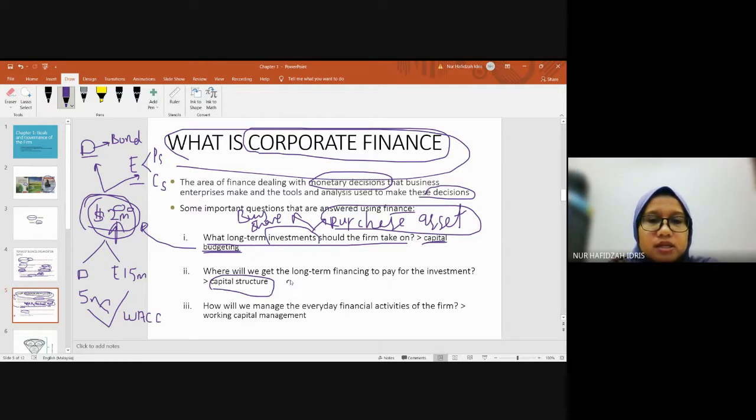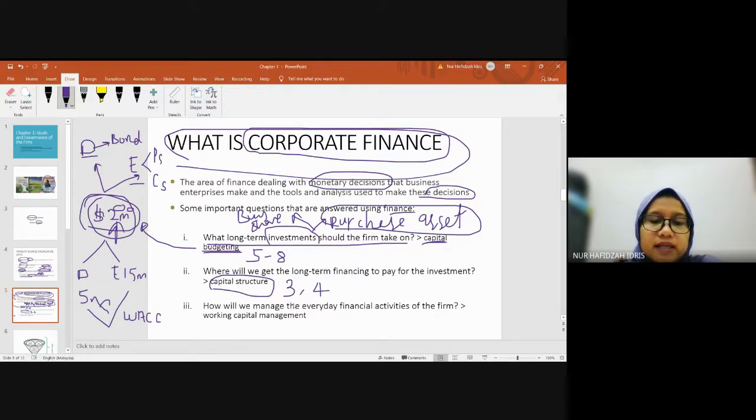So the capital structure, you will learn in chapter 3 and chapter 4. Under capital budgeting, this is regarding cash flow. Ini dalam chapter 5 sampailah chapter 5, 6, 7, 8. Chapter 8. Okay. The last one is about how we manage the everyday financial activities of the firm.